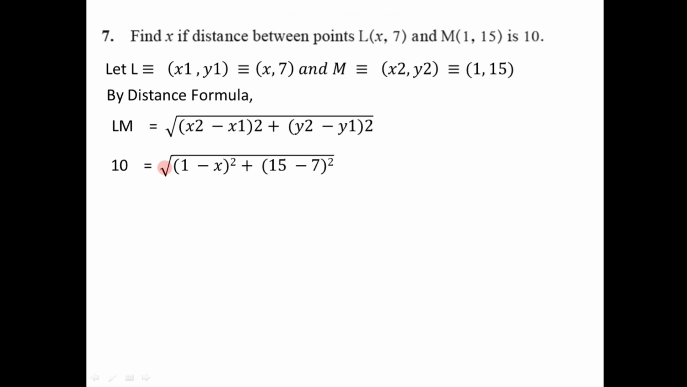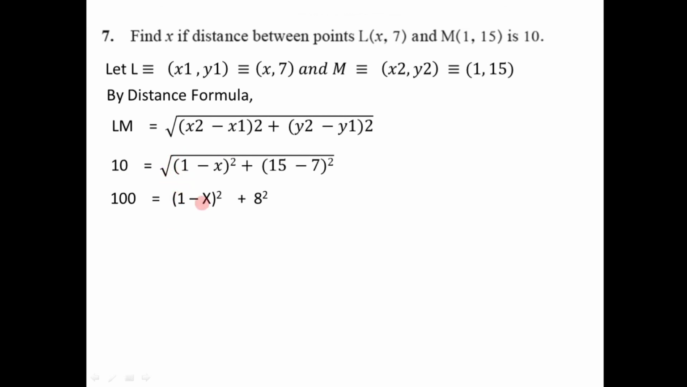Now we have to remove this square root sign. So if we square on both the sides, we get 10 square, 100, and if we square on the right hand side, the square root sign and square will cancel each other's effects.